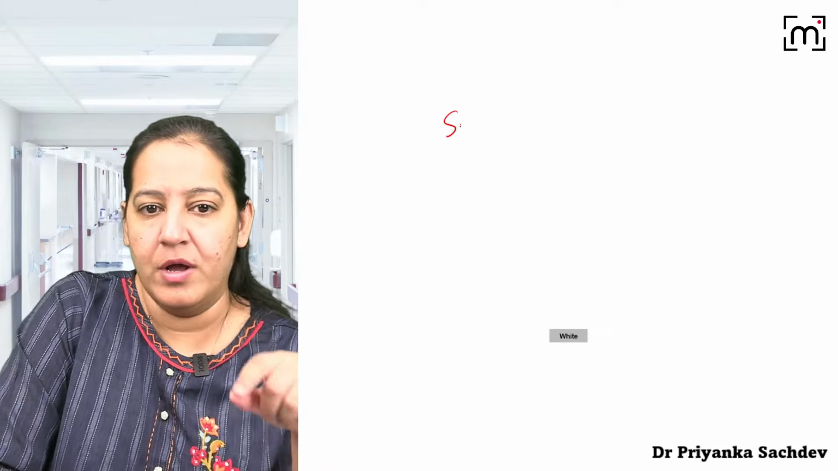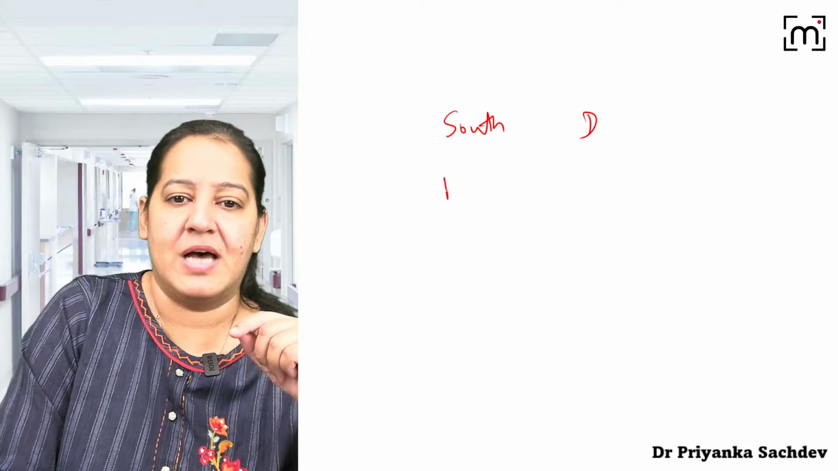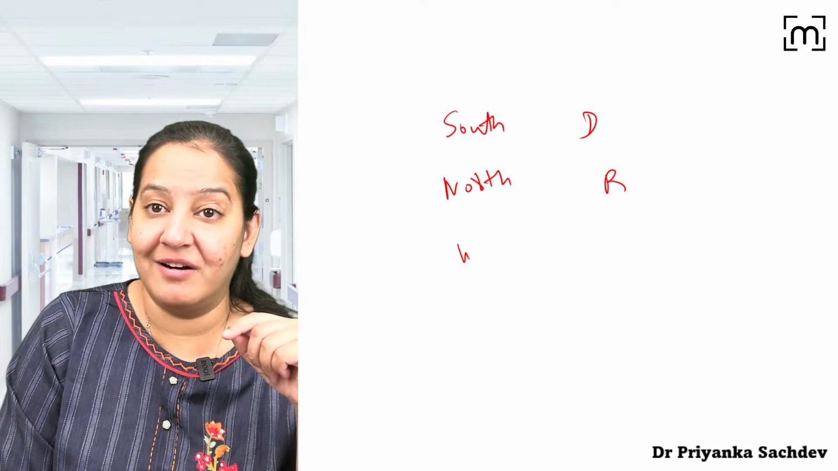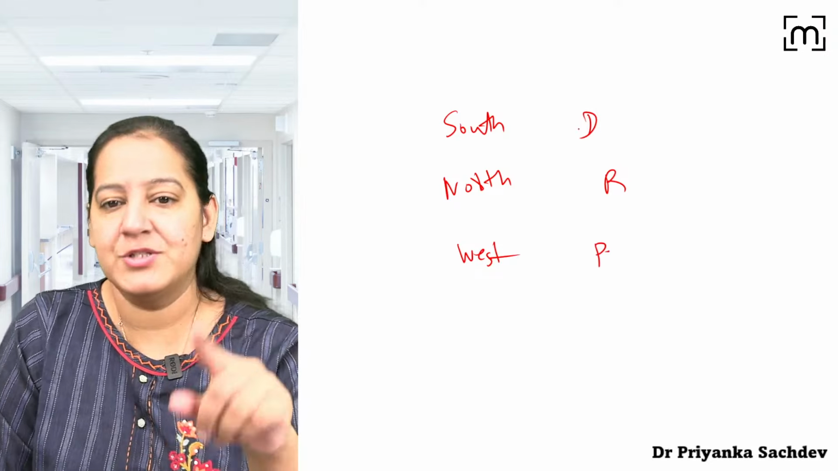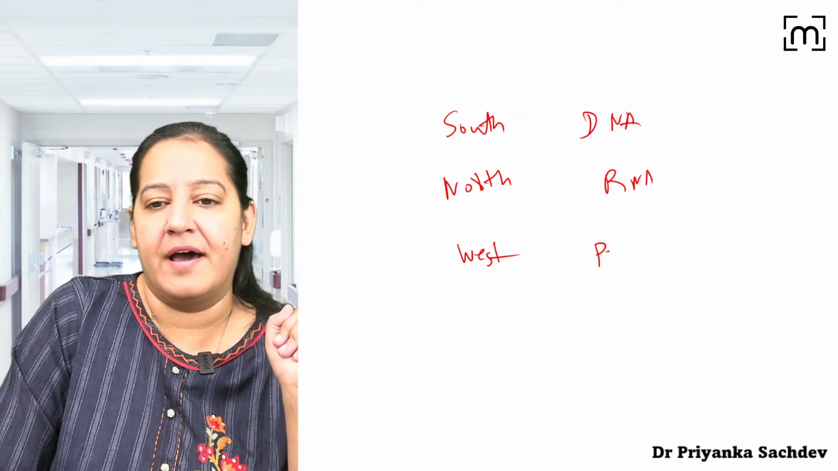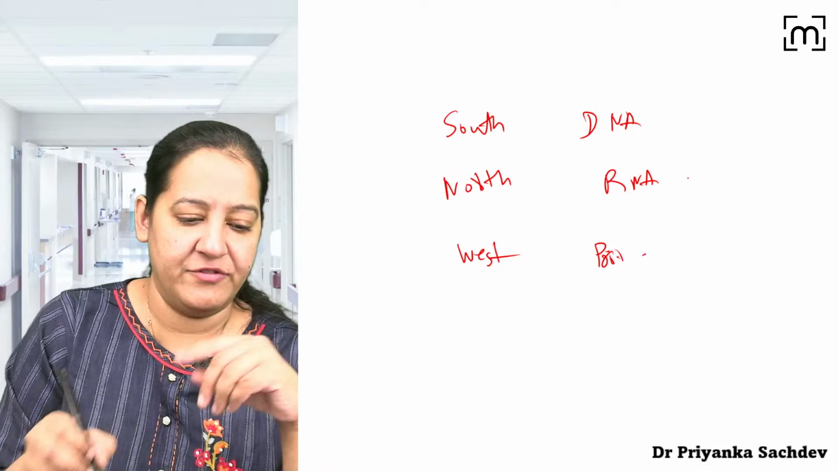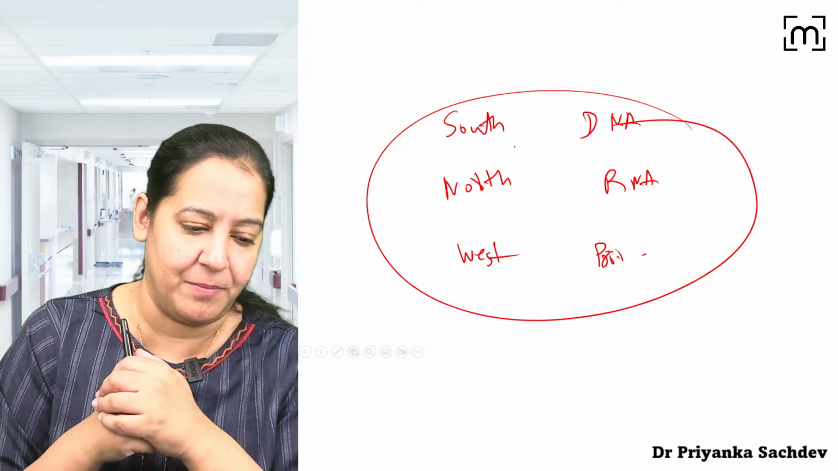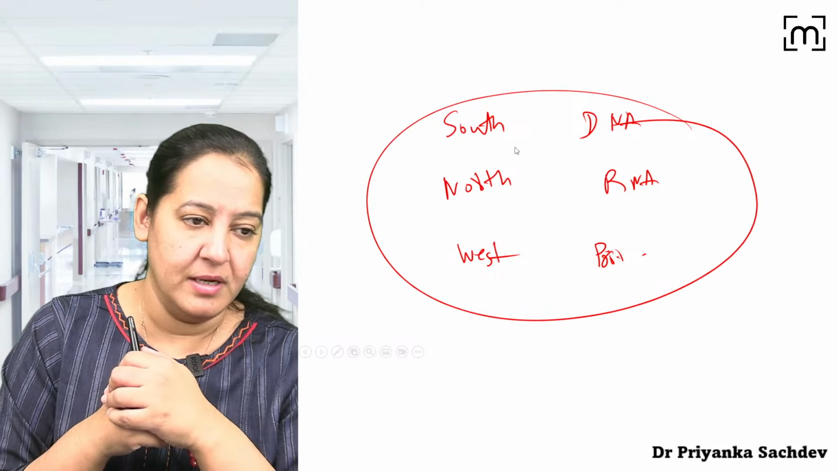You will not forget now. South ka dosa, North ki roti, and West ka pizza. So you can say it's DNA, it's RNA, and it's protein. Now you will not forget. So this is the mnemonic for the blotting, and you get simple questions on the blotting. Give me a thumbs up. Can we move ahead?